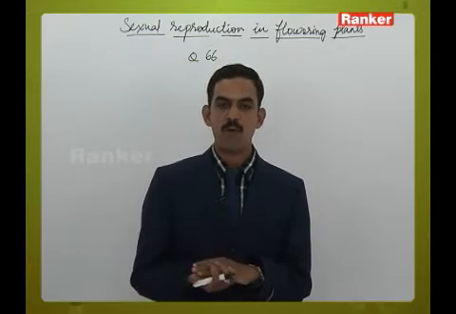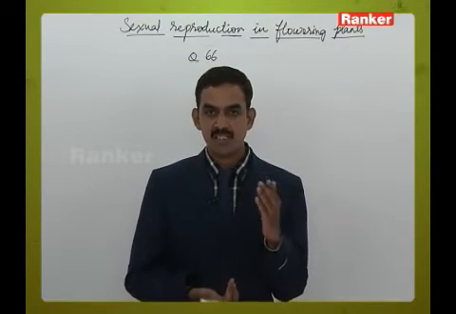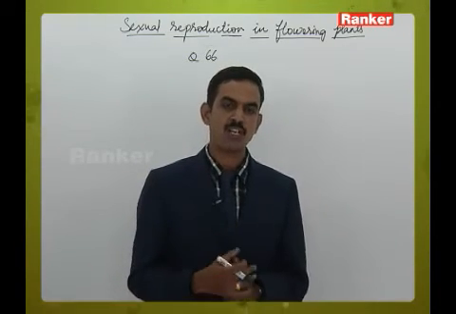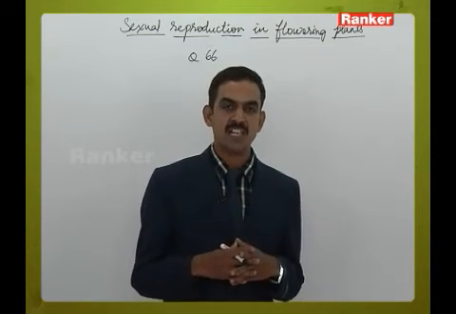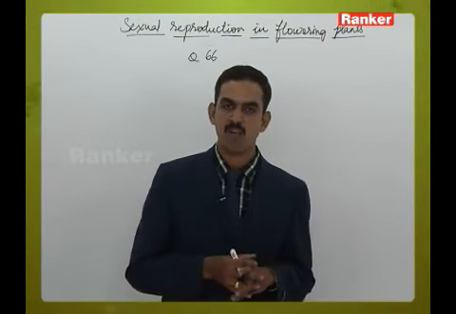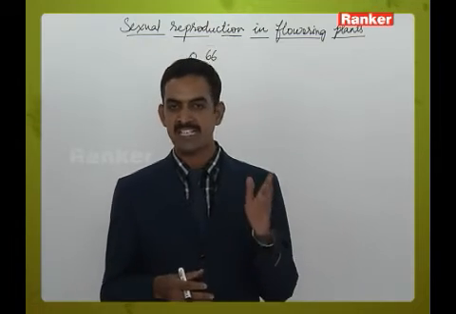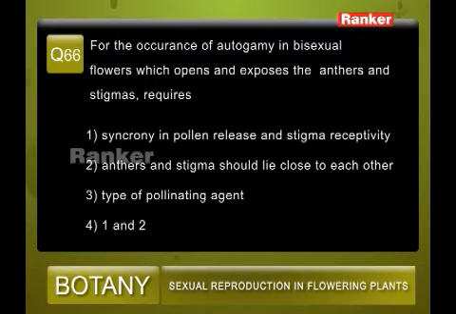Third one, type of pollinating agent. When it is autogamy condition, there is no need of any pollinating agent. So no need of any structure which is helping in the transfer of pollen grains from anther to the stigma. So that is incorrect. And fourth one, 1 and 2 are correct. So that of course, as we said that first option, second option are very much related to the autogamy. So the fourth option is correct. Question number 66, the correct answer is 4.